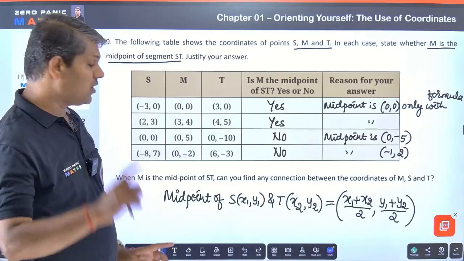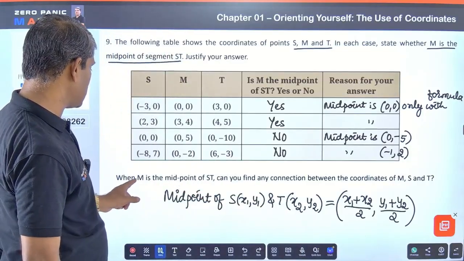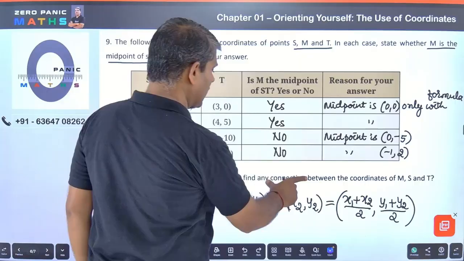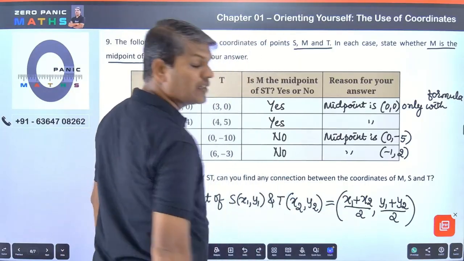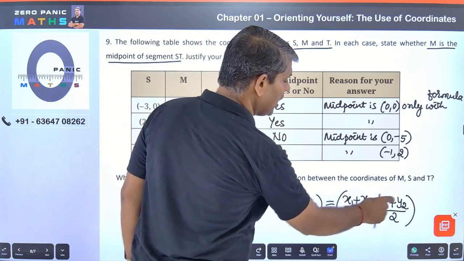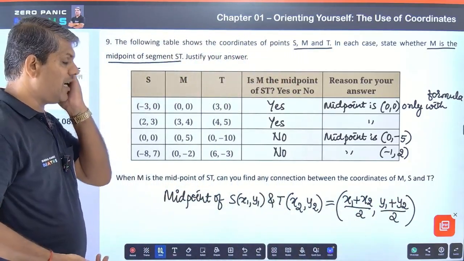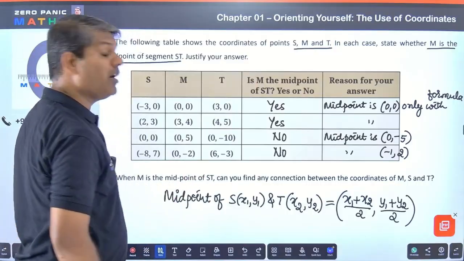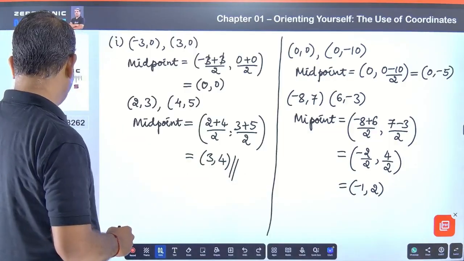Remember this midpoint formula, and this is the answer for this additional question also. When M is the midpoint of ST, then the connection between M and ST is this: they are actually the average of the X coordinate and the average of the Y coordinate. You can write that as the connection between M and the segment ST. Understood this? Let us quickly move to the next problem.